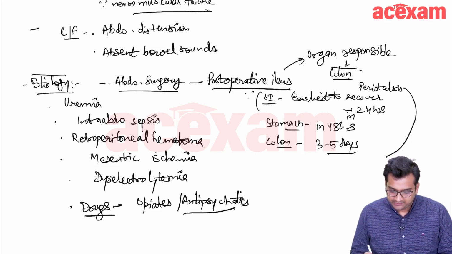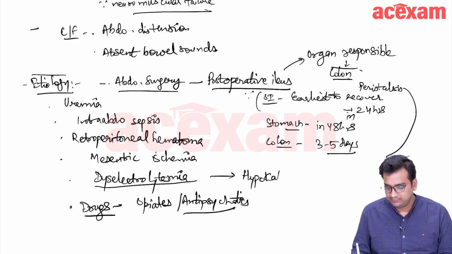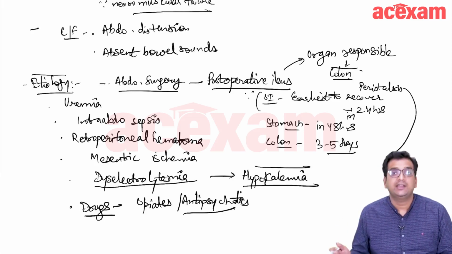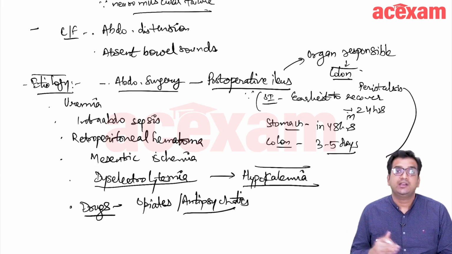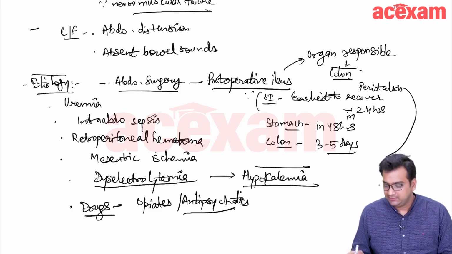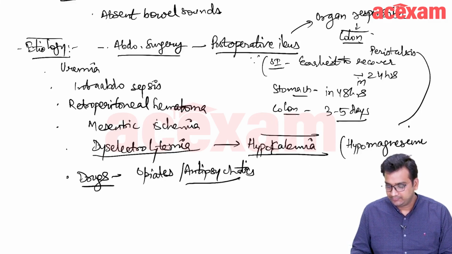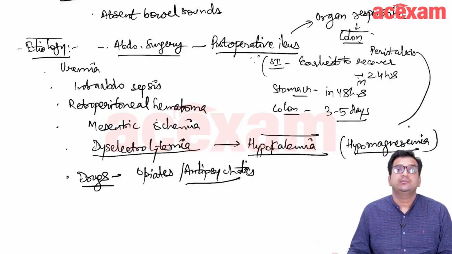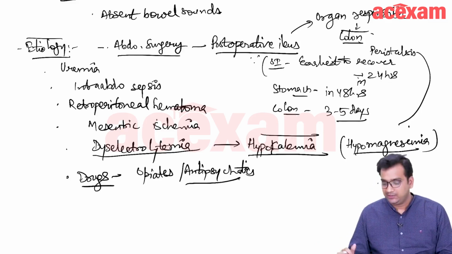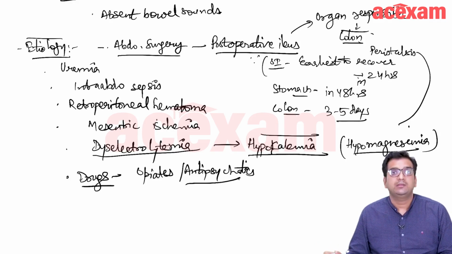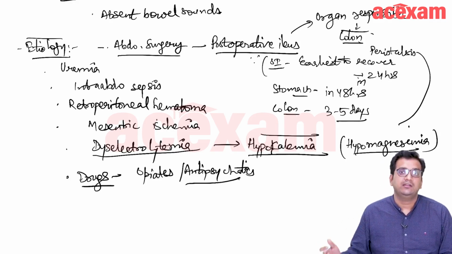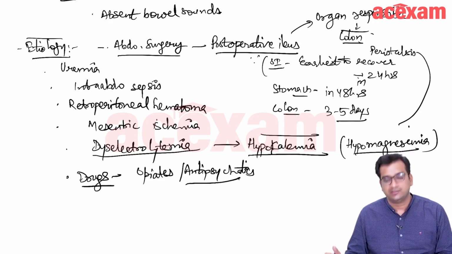Okay. Now, in dyselectrolytemia, generally there is presence of hypokalemia. We generally correct the potassium. And in case we are correcting potassium and potassium is not getting corrected, then there may be a possibility of hypomagnesemia also. So we should also get a magnesium done in case even after giving potassium we are unable to correct potassium. We should first correct the magnesium and then we will be able to correct the potassium also. Okay, and drugs are opiates and antipsychotics.